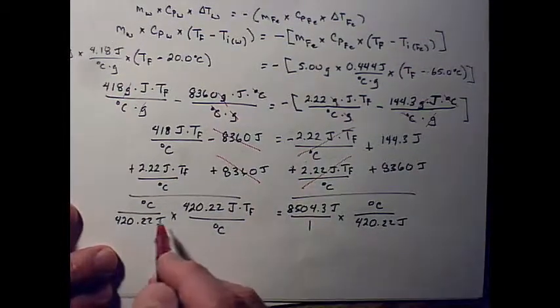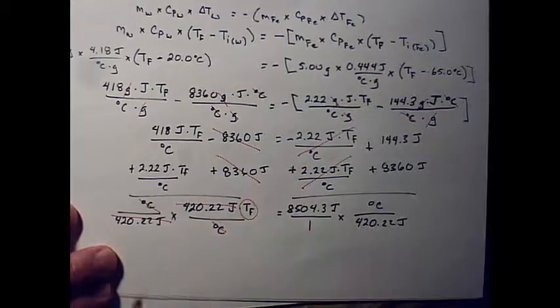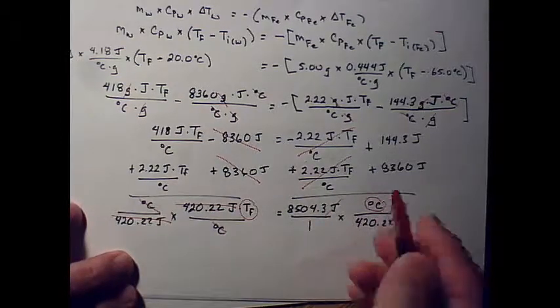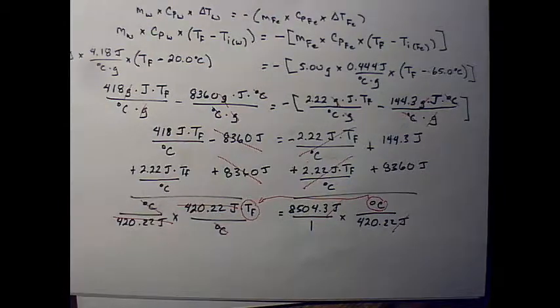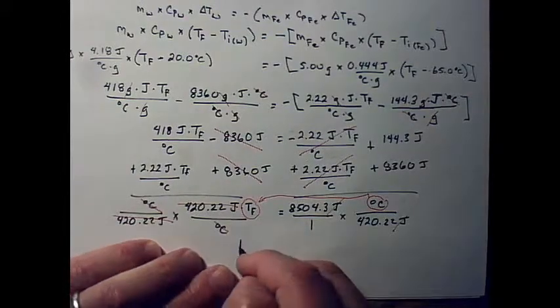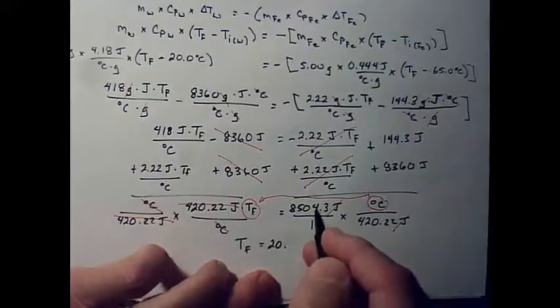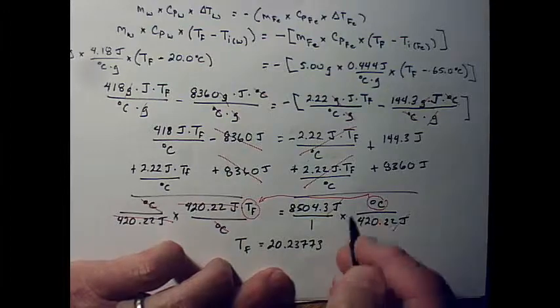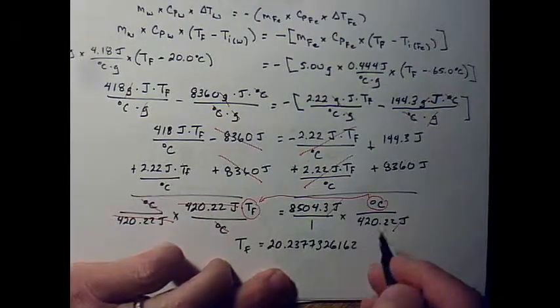Over here on this side, all of this cancels by that, and the degree C cancels there, so we've got T sub F by itself. Joules are canceling on this side. I've got degree C by itself, and we should know that degree C is a measurement of temperature, so we know we've got a really good chance we've set it up right. And we just have to do the math now. So T sub F is equal to 20.23773. You may not have as many digits as I do from my calculator. That's fine. And that's degree C.